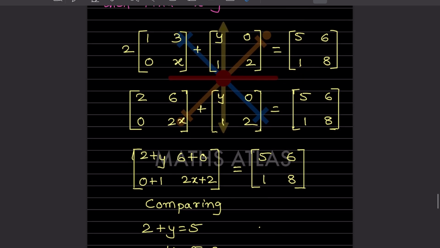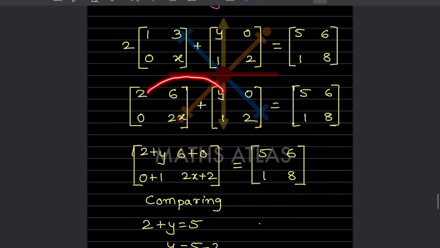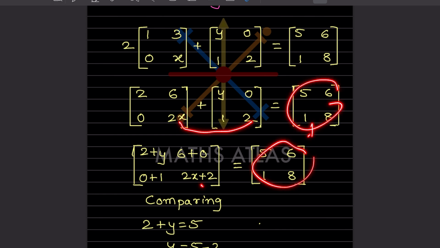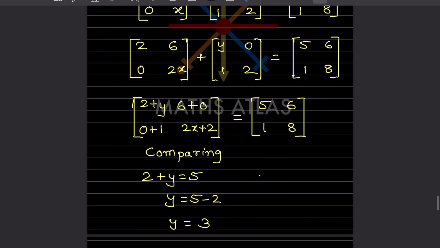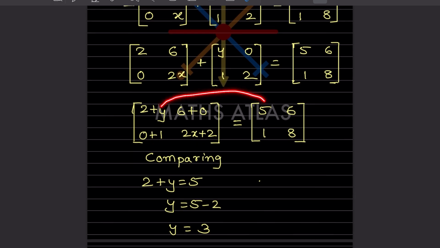Now what are you going to do? This is addition. So you are going to add this and this, this and this. 2 plus y I wrote over here. 6 plus 0 here. 0 plus 1. 2x plus 2. And this as it is. Now we are going to compare it. So what are you going to write here? This is equal to this.